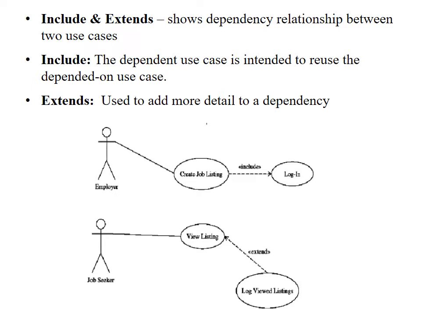This is dependent on the login use case. Then the extends relationship is used to add more detail to the dependency. It means that it's adding more detail into it. For example, consider here view listing: log viewed listing extends view listing. It means that this log view listing inherits the property of view listing. In addition to that, it adds more detail into view listing.